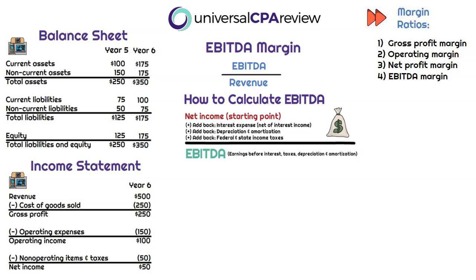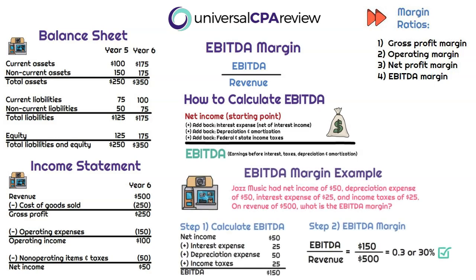More often than not, we're going to be given net income and we're going to have to calculate EBITDA. So let's get an example of that. As the example says, Jazz Music had net income of $50. They had depreciation expense of $50. That depreciation expense would either be buried in cost of goods sold or operating expense, depending on what type of asset was being depreciated. And it has interest expense of $25 and then income taxes of $25. So on revenue of $500, what is the EBITDA margin?